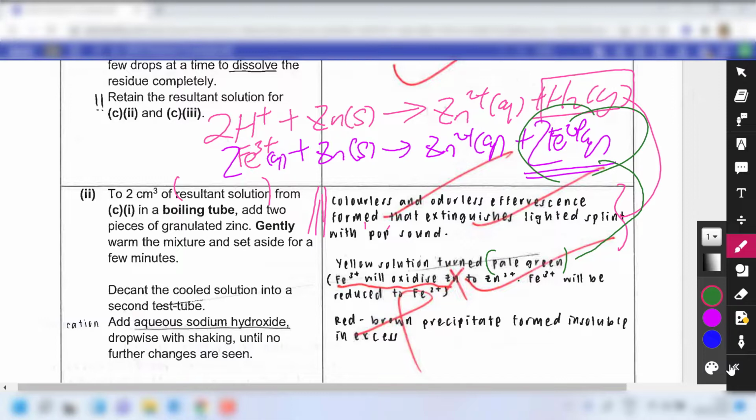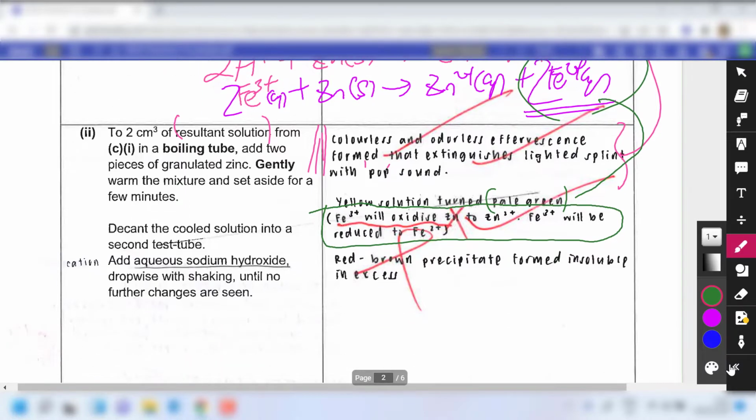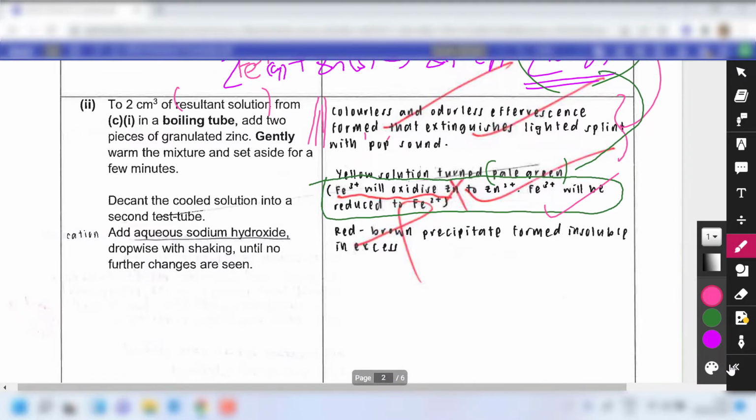Of course, this particular portion, iron 3 plus, will be reduced to iron 2 plus, and then zinc will be oxidized to zinc 2 plus. So actually this is correct. I think it's marked wrongly. So apologies to the students whose sample I took. So this should be correct. And then after that, to another portion where I need to decant it out.